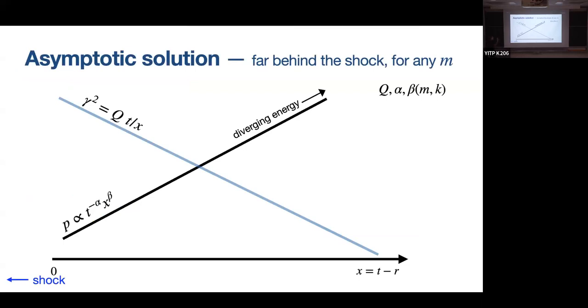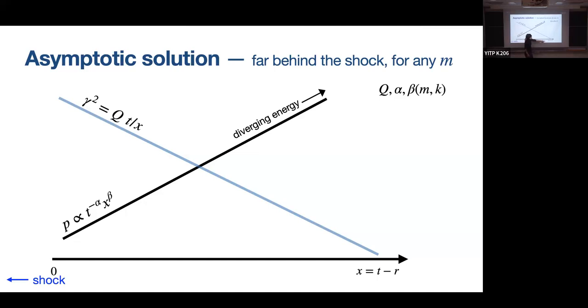Okay, so it turns out that for any value of m, the similarity exponent that we do not know, we can say that for any value of m in the gap region, the solution of the flow far behind the shock actually asymptotes to a power law solution in the Lorentz factor and also the pressure. So the Lorentz factor, you can see that it goes like t over x, so it's decreasing.